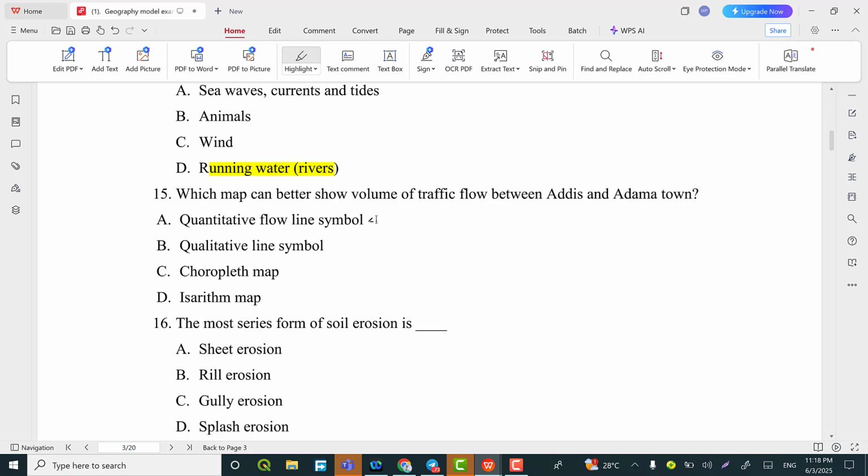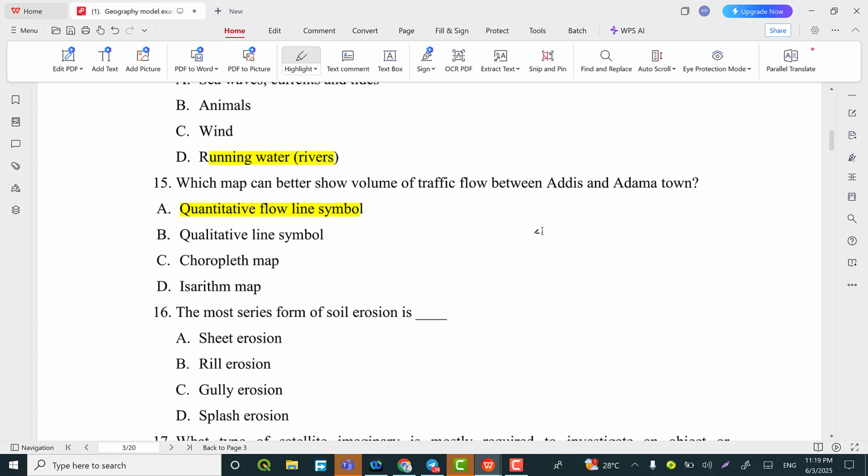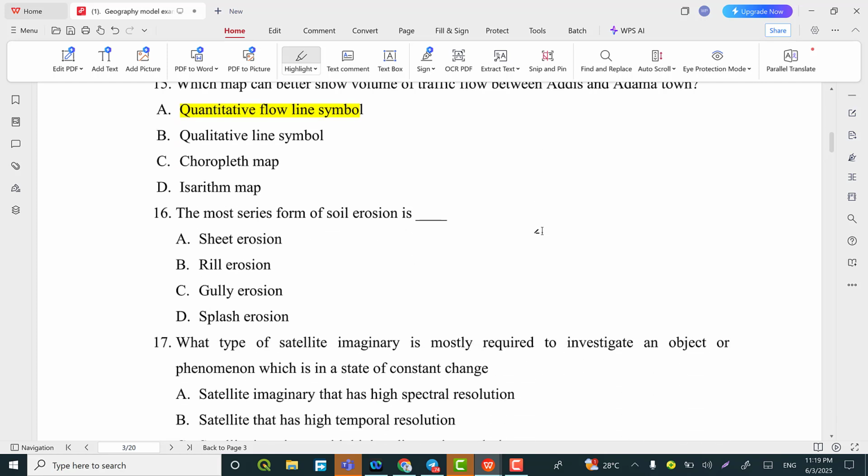The answer is quantitative flow line symbol, because traffic flow should always be numerical. So this is quantitative, and traffic flow is a flow line, because there is road infrastructure. By using a quantitative flow line symbol, we can represent the traffic flow between Addis Ababa and Adama or Jimma or any other towns in Ethiopia or wherever you go throughout the world.